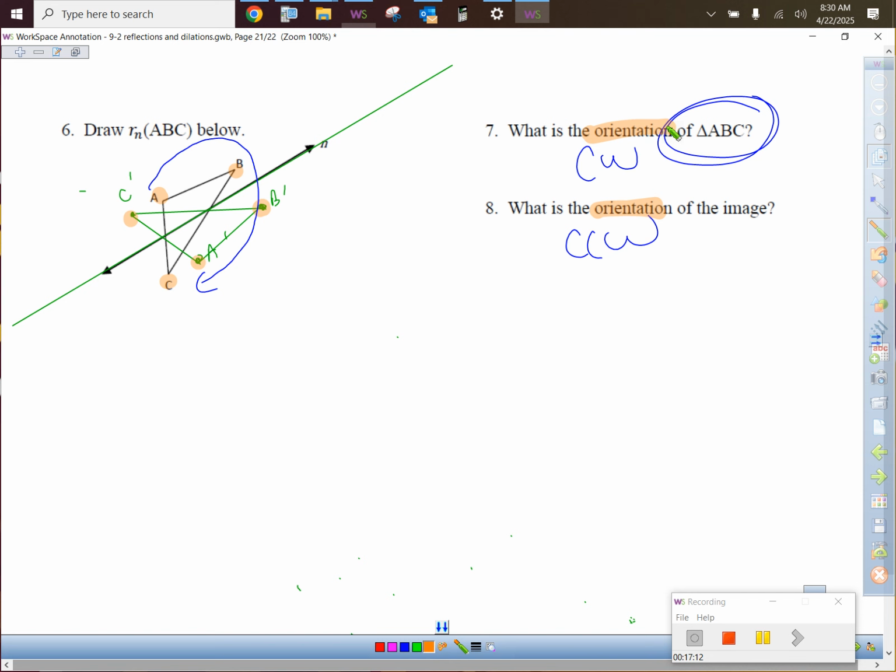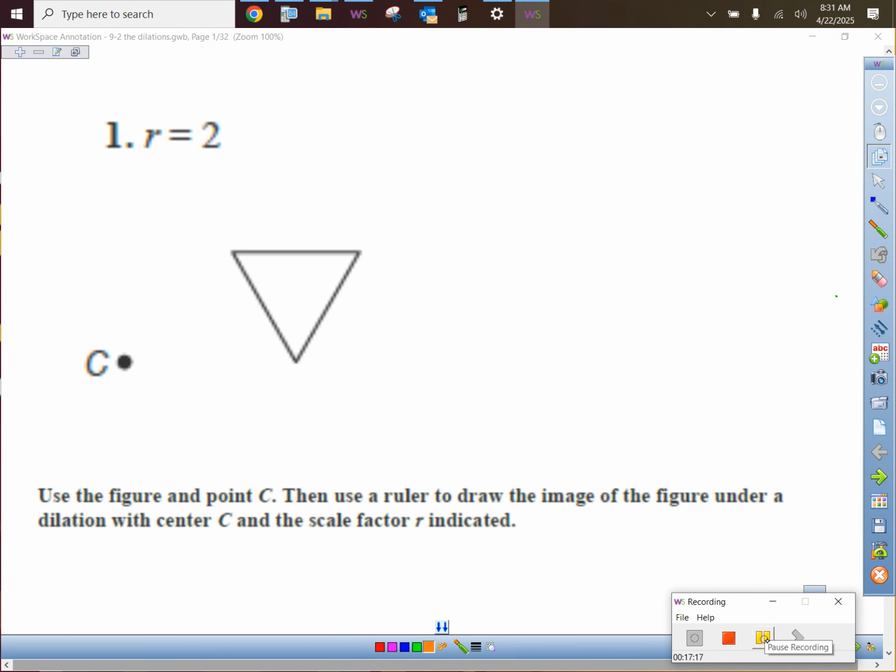Last thing is dilations. They ask us to dilate this figure around point C with a ruler. First, let's talk. Here's the scale factor. The scale factor is 2. What should happen with this figure? Should it get bigger or smaller or stay the same size? Bigger by twice as much.